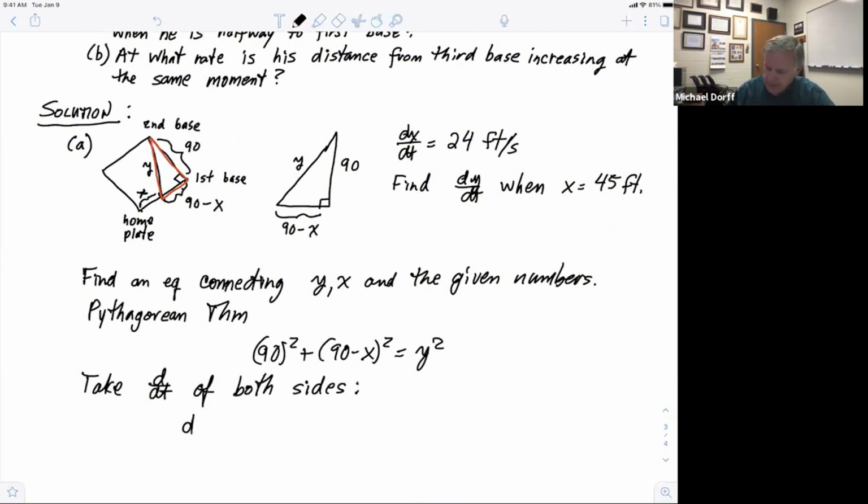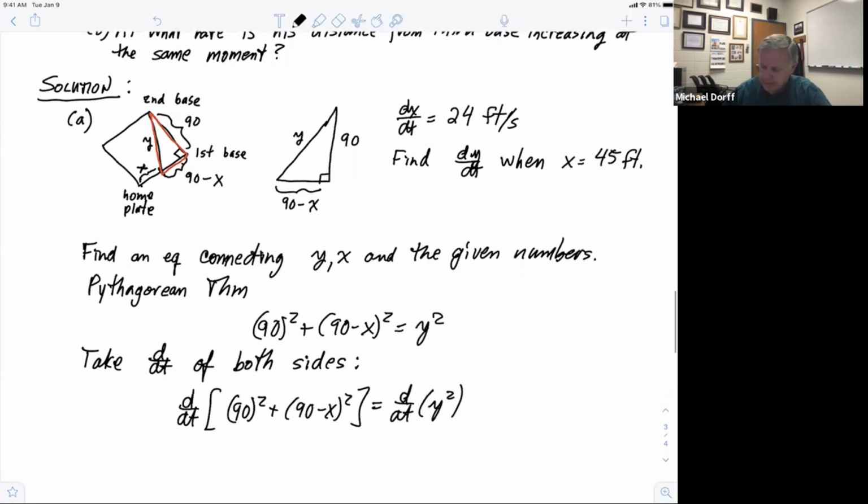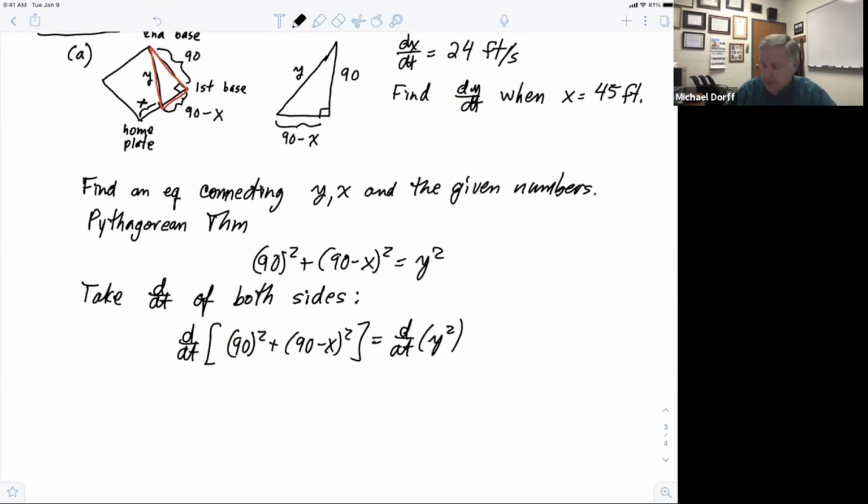I've got d/dt of 90 squared plus (90 minus x) squared on the left side, and d/dt of y squared on the right side. The derivative of 90 squared is 0 because it's a constant. The derivative of 90 minus x, the whole thing squared, is by the chain rule 2 times (90 minus x) to the first power times the derivative of the inside. The derivative of 90 minus x is minus 1, and that's going to be dx/dt. On the right side, the derivative of y squared will be 2y times dy/dt.